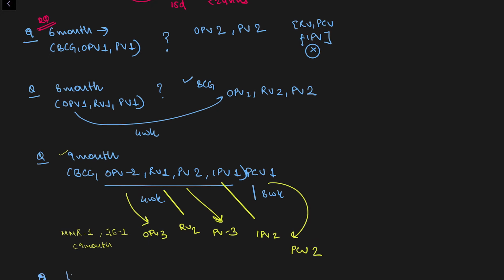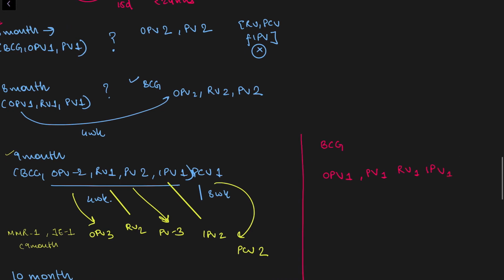Next is a 10-month-old child who is completely unimmunized. So he will receive BCG, OPV first dose, pentavalent first dose. Then we will also give him rotavirus, IPV and the PCV first dose because they are given with OPV and pentavalent first dose.